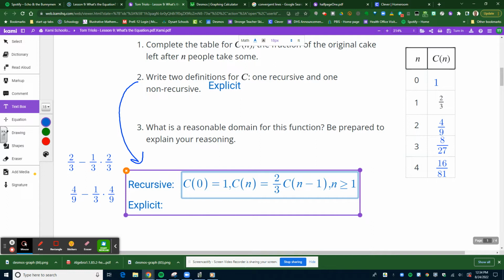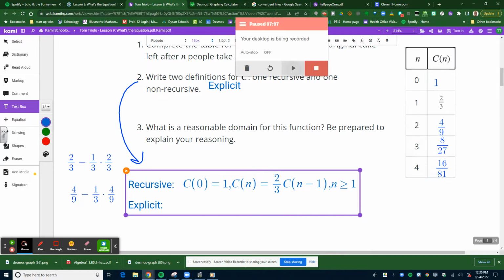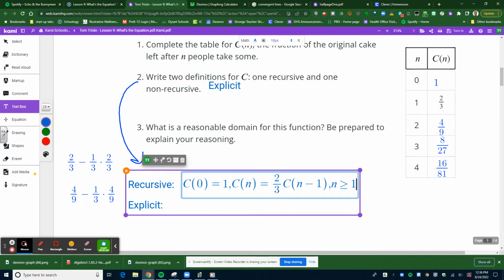Okay. For my explicit rule, it's even simpler. So take a moment, see if you can figure out what the explicit rule should be here. Remember, you're taking the pieces, and instead of 3 parts, 1. Okay, we take 2/3 times the prior term. So Avery, help me out. What's my explicit rule?